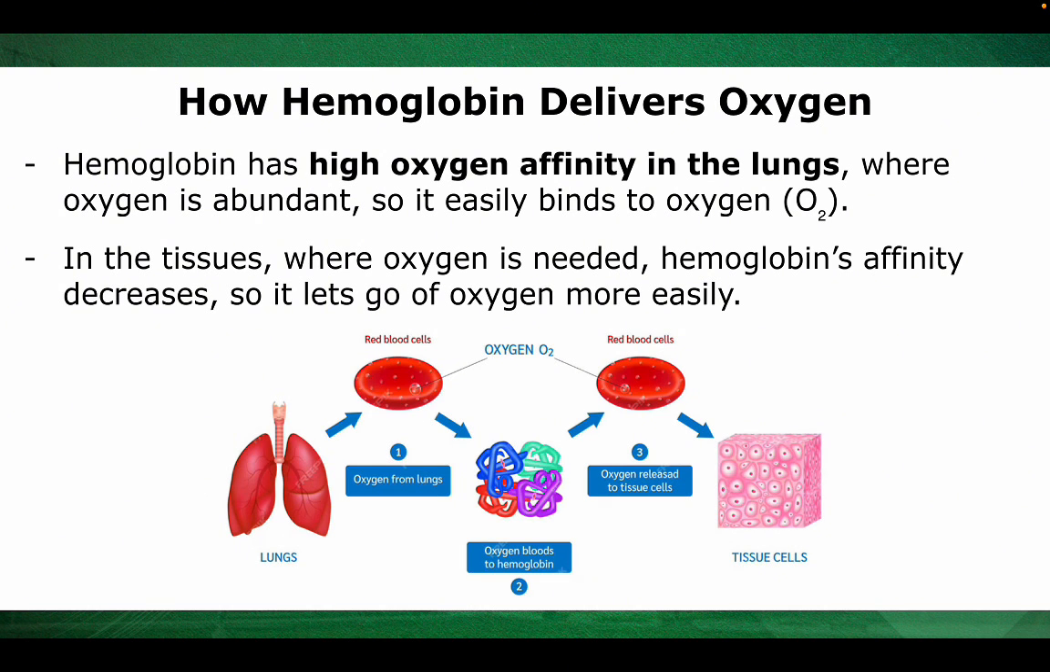In the lungs, oxygen is everywhere. Hemoglobin has a high affinity here, meaning it loves oxygen and grabs it easily. But in the tissues, especially muscles that are working hard, oxygen levels are low. Hemoglobin's affinity drops, so it starts to release oxygen right where the body needs it.